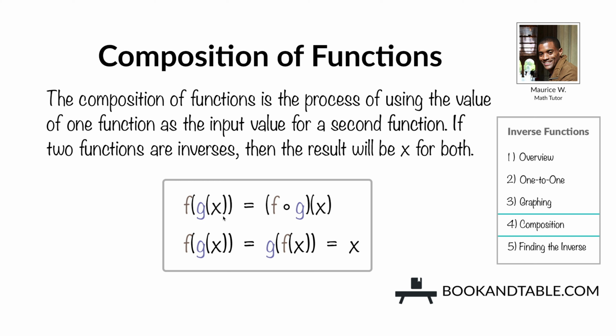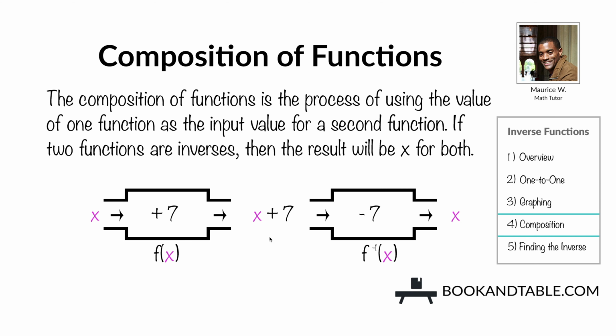And this can also be written as f with a small circle between the f and g, f of g of x. And when they are inverse functions of each other, then both cases, f of g of x and g of f of x, should result in x, the independent variable.